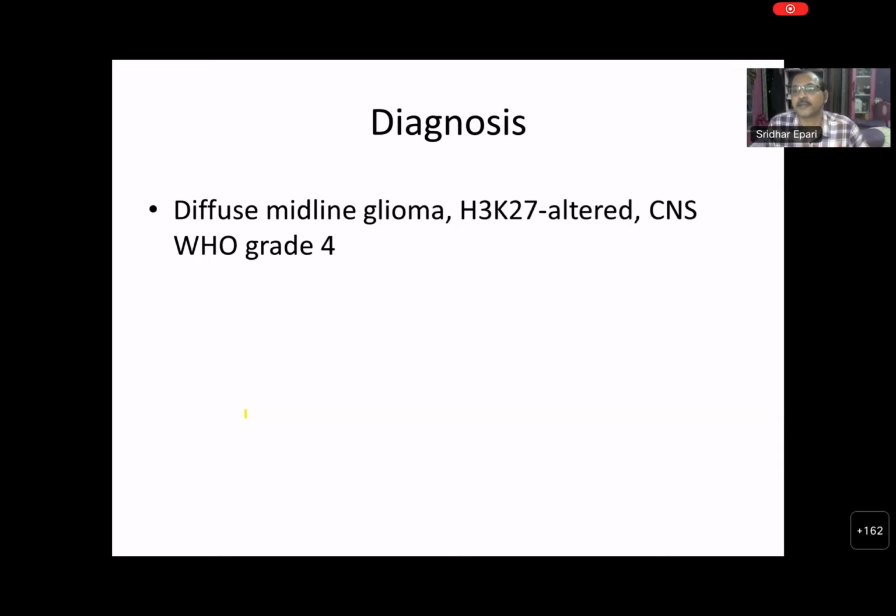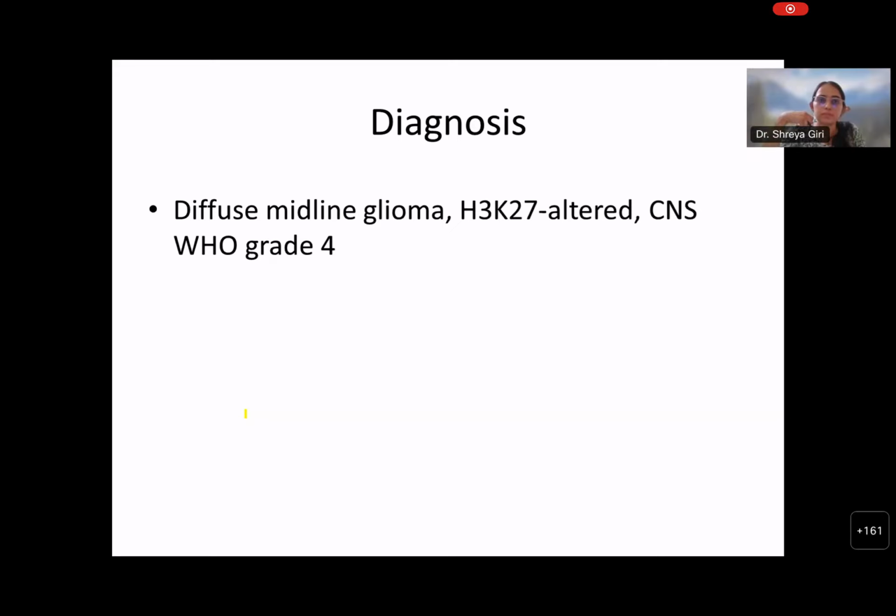You can put it as CNS WHO grade 4, even though you have not found histological features of grade 4. You did not find microvascular proliferation, you did not find necrosis, but still you found the histone mutation. That's why it upgrades the tumor to grade 4. This is again histogenomic classification. So that is the utility of immunohistochemistry of H3K27ME3 and H3K27M.